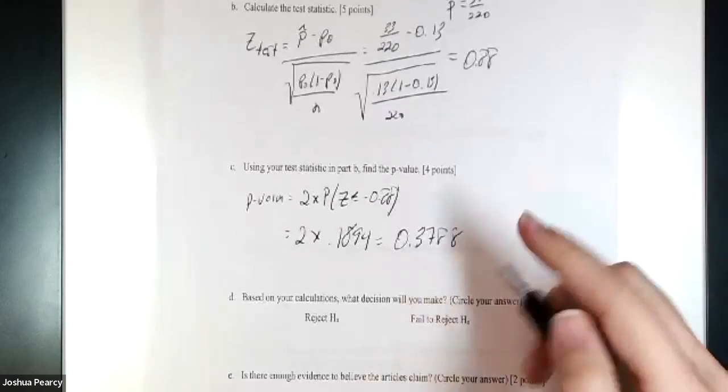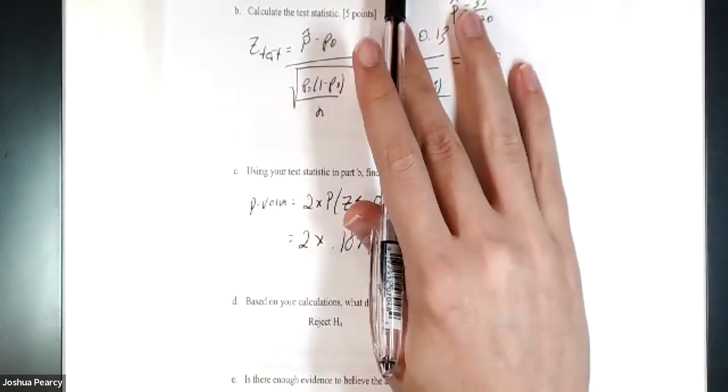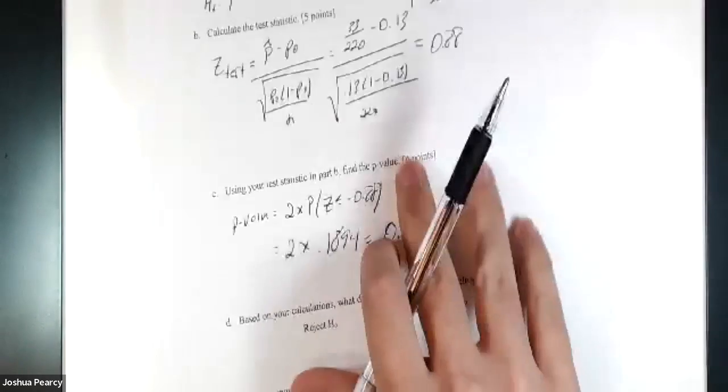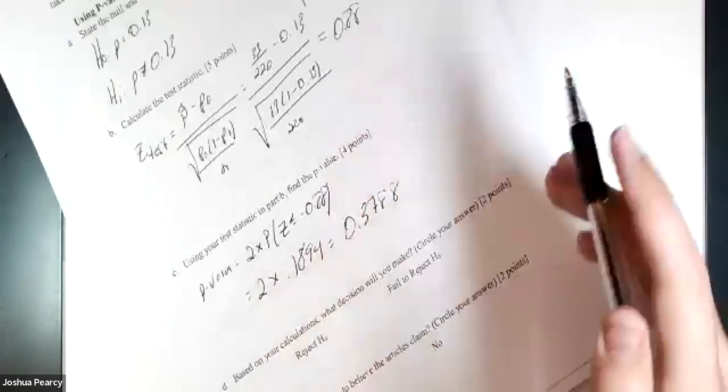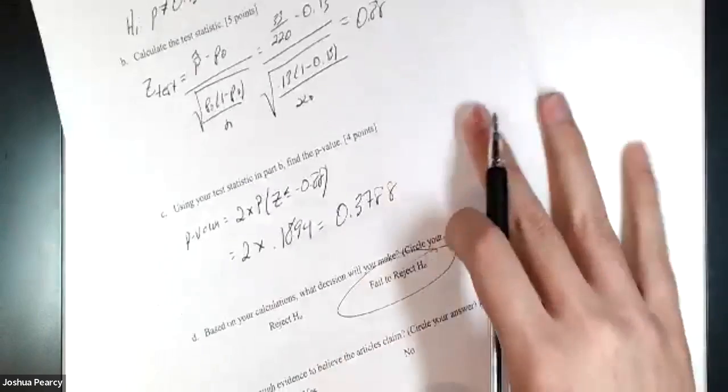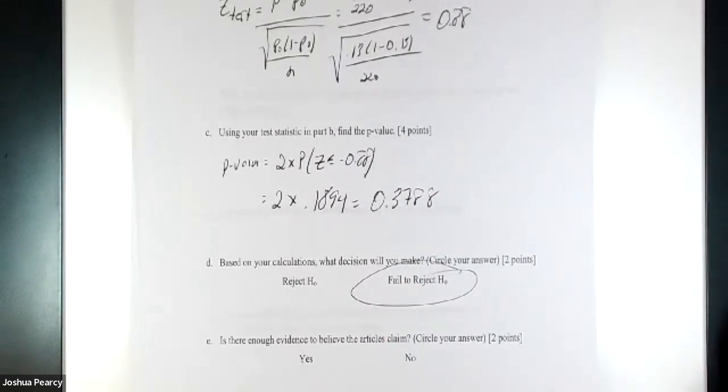Now that you have the p-value, you can compare it to alpha. And obviously, this is much larger than alpha. So therefore, what is your decision? Fail to reject. And is there enough evidence to believe the article's claim?